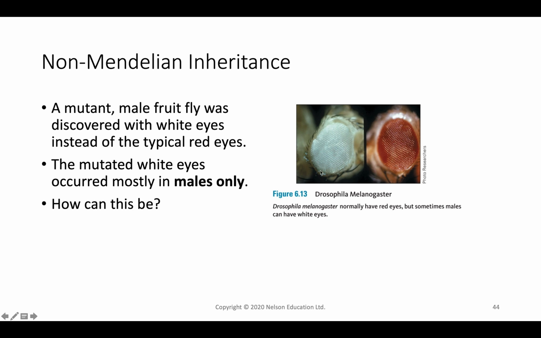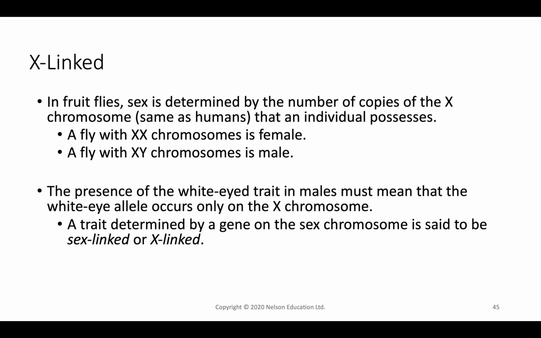Why did the mutated white eyes occur mostly in males only? How is that possible? That's because it was determined that the white eye trait is found on the X chromosome, which means it's going to be expressed more in males, because males have one X and one Y. They're what we call hemizygous. That means they express from that X whatever that X has, because they don't have another X. So if the white eye allele is found on the X chromosome, it's going to express white. But females have two X's, so you might have one X that has the white, but the other one probably has the red, and so we're not going to express the white, we're going to express the red.